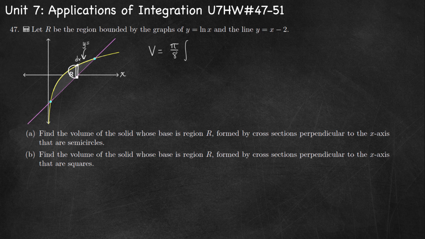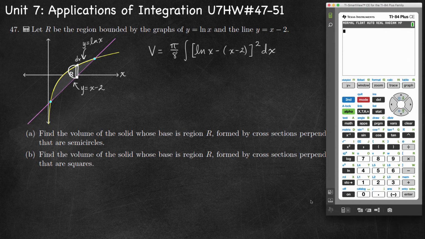So the top function here, the yellow function, we've got y equals ln x. And the bottom of the rectangle is touching this purple function, which is y equals x minus 2. So I take the top y minus the bottom y. And that's going to be ln x minus (x minus 2). So that's the length of the rectangle. We're going to square that times dx. So there's our setup for the volume when the cross-section is in the form of a semicircle. We can compute that on our calculator.